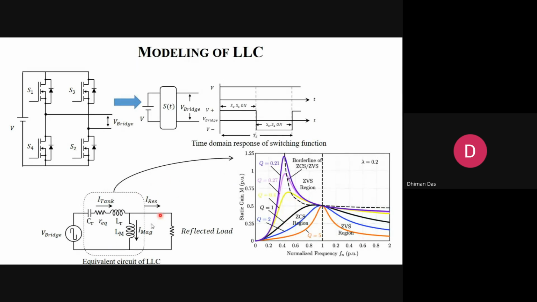Now if you do the transfer function and Bode plot and all these things, you can get this. This is the gain curve of the tank. When it crosses the peak, this is called the capacitive region, and this is called the inductive region. If you cross into the capacitive region, this is called the zero current switching region. I will show some simulation and some experimental waveforms also. And when you go into the buck region, you automatically get ZVS.